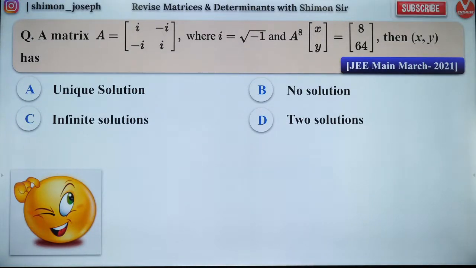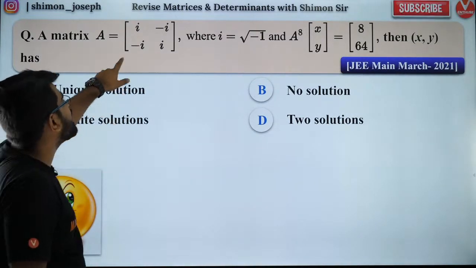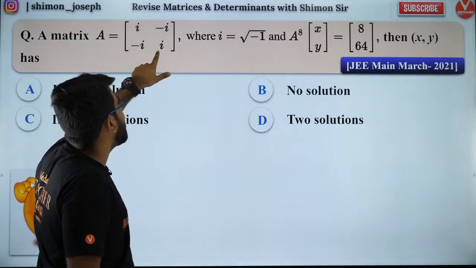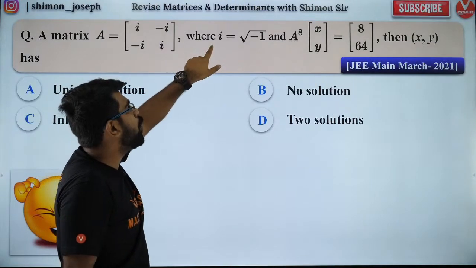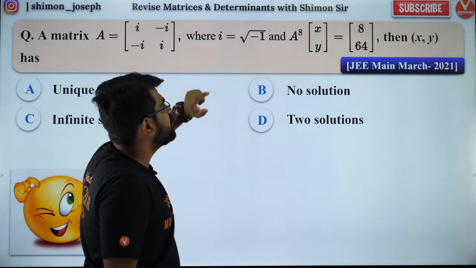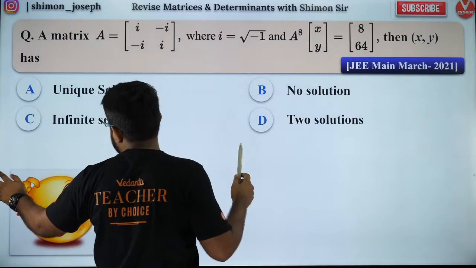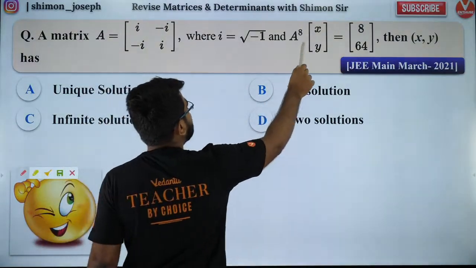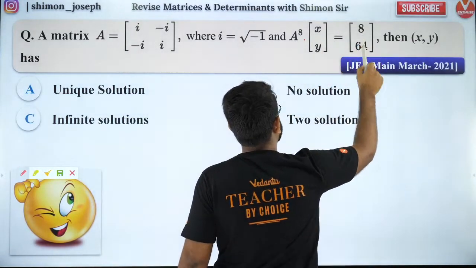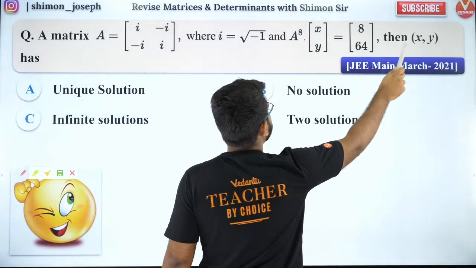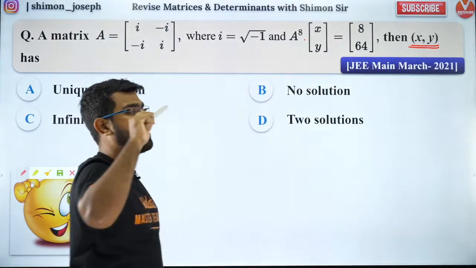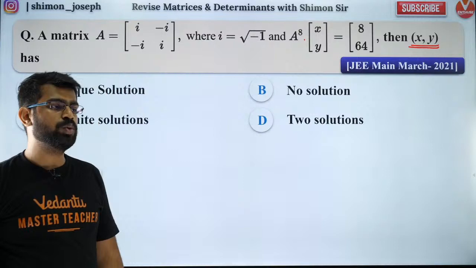So I have a matrix A here, and guys, this is iota, minus iota, minus iota, iota. And iota, you all know, is nothing but the square root of minus 1. Now it is given that A to the power 8 into [x; y] will be equal to [8; 64]. Then what is the ordered pair (x, y)? That is what you are supposed to find out. Can you all please do that?